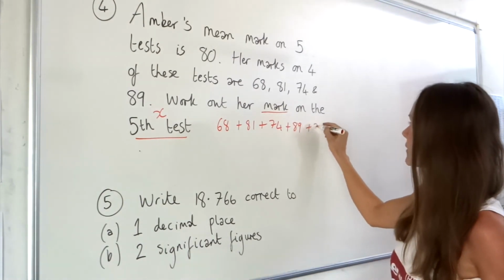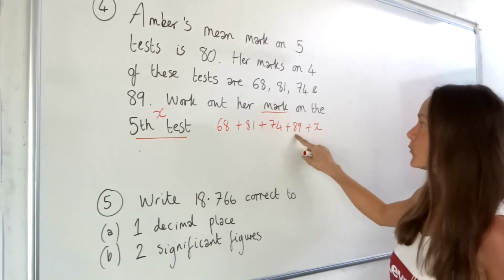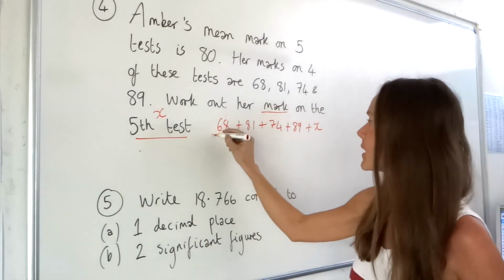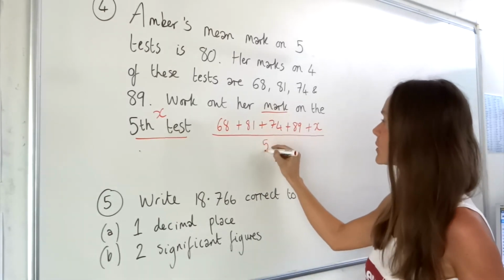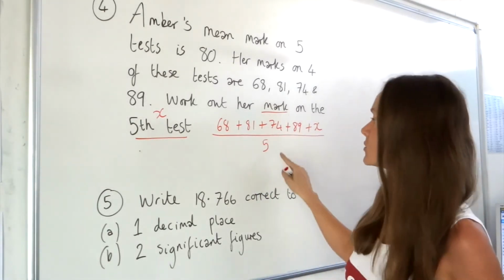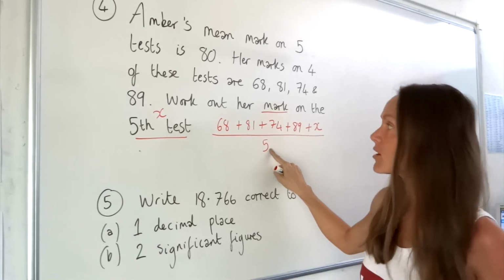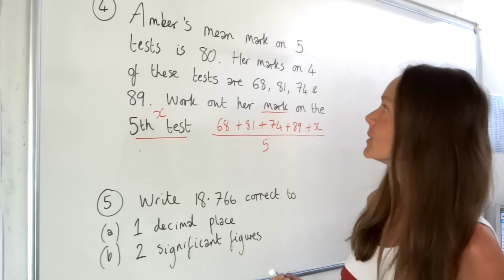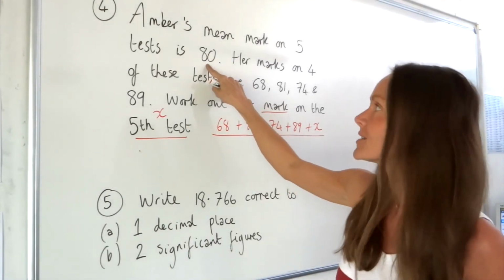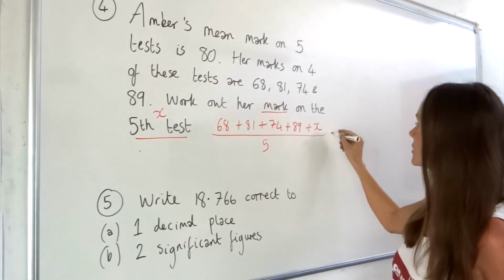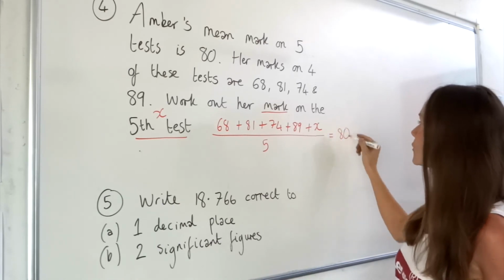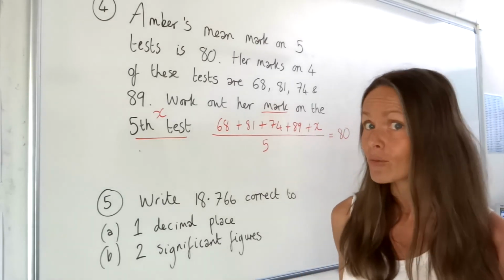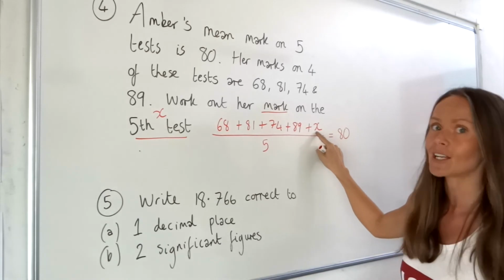So I'm just going to add that on the end. So we're adding together all 5 test scores. And so we have to divide by 5 because there are 5 test scores. Remember, you have to divide by the number of values that there are. Now that is how you calculate the mean. And they tell us the mean at the beginning of the question here is 80. So that calculation equals 80.